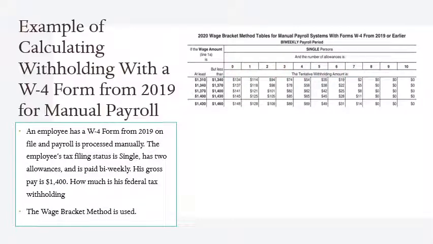So we know that he has 2 allowances and his pay is $1,400, so he's going to fall within this range. Okay, so his pay is at least $1,400, but it is less than $1,430. And he has 2 allowances. So his federal tax withholding is going to be $105 per pay period.